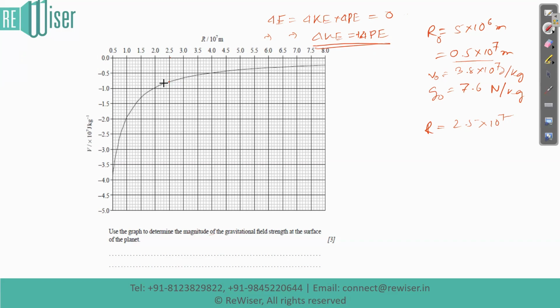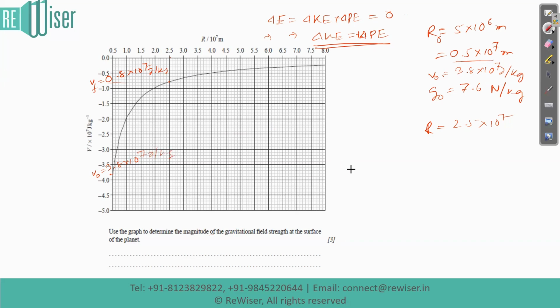Now at 2.5, the gravitational potential, V final, let us consider, is 0.8 into 10 to the power 7. As you can see, about 0.8 into 10 to the power 7 joules per kg. And at the surface, V0 is 3.8 into 10 to the power 7 joules per kg.